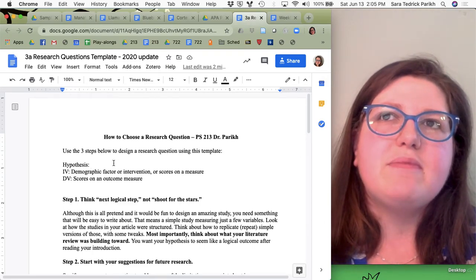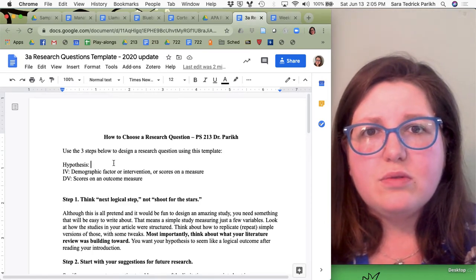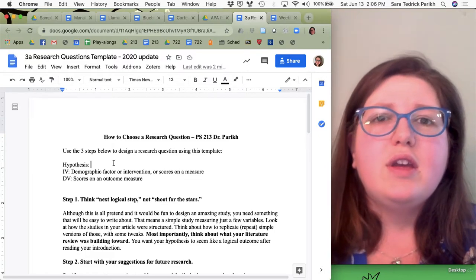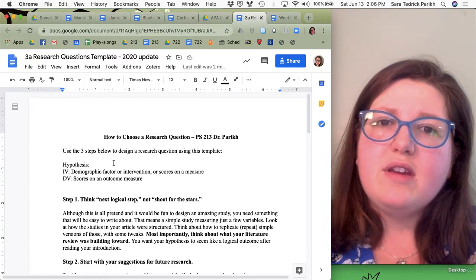So that would be something where level of extroversion would be the predictor. Number of emails after a networking event would be the outcome.